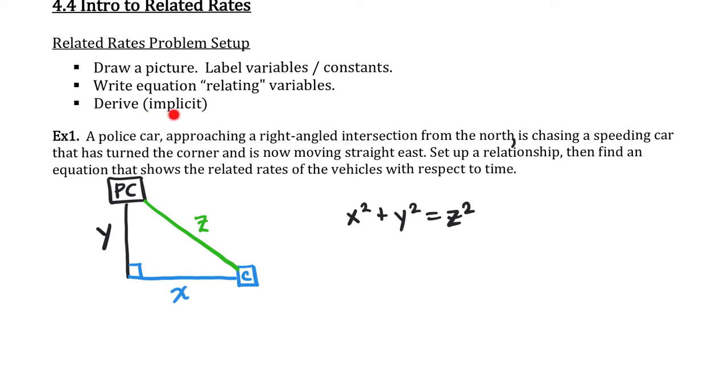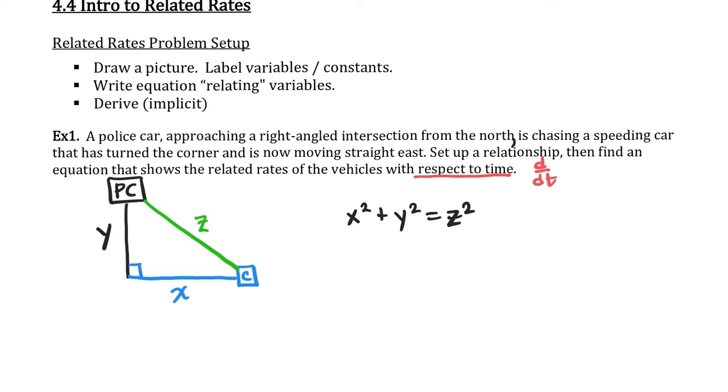Now I want to find the derivative implicitly, but let's look at what we're actually trying to find for the related rates. I'm going to find an equation that shows the related rates of the vehicles with respect to time, because their speed is their location over time, not their location. You know what I mean. So when I do the derivative, I'm doing it with respect to time.